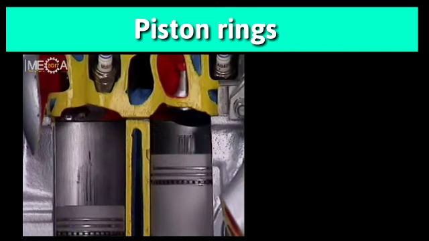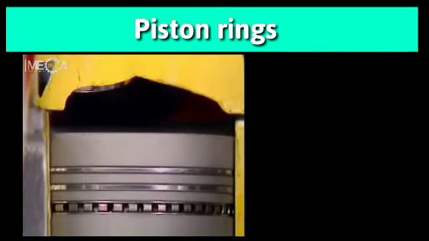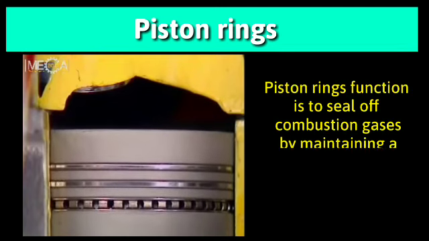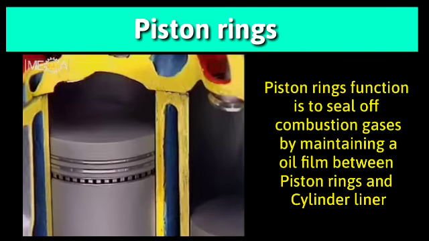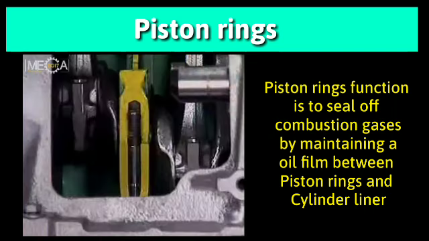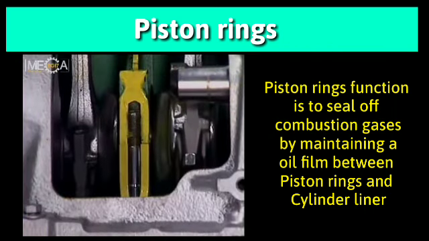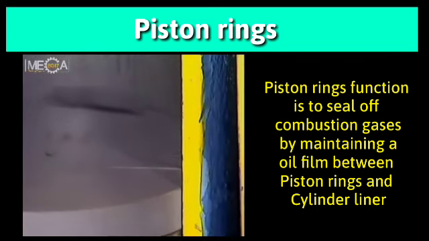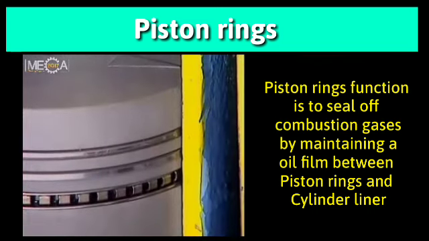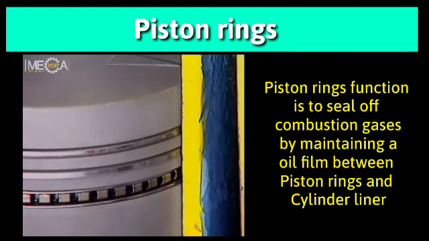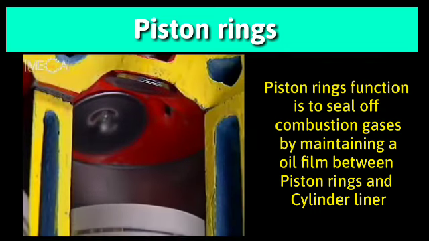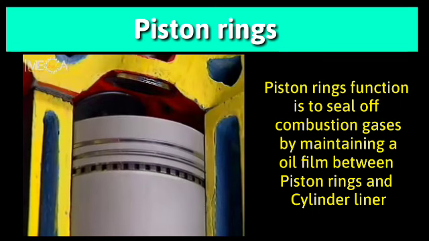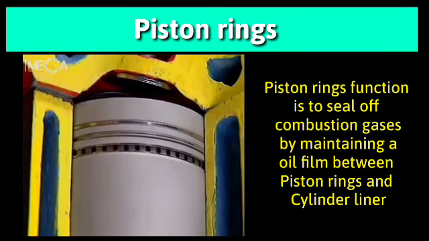As you can see, while moving up and down, these piston rings are pressed against the cylinder liner. So their function is to maintain a lubricating oil film between the cylinder liner and the piston ring so that there is no metal to metal contact between piston ring and cylinder liner. The most important function of piston rings is to maintain this oil film, because this oil film works as a seal for the combustion chamber. Because of this sealing only, these gases don't go down below the piston.